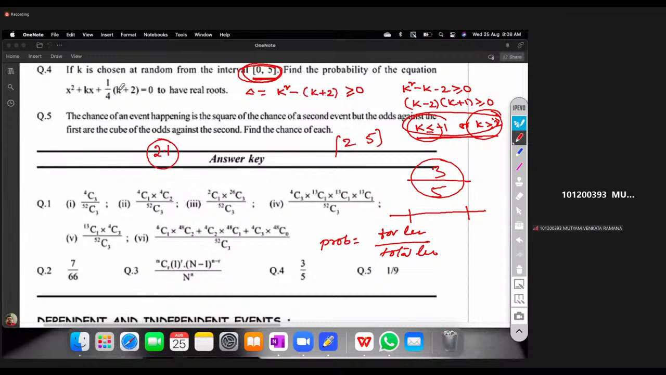Did they mention K is a natural number? No, sir. Okay. So if you take that, the total will be 6 and favorable 4. If they say K is an integer belonging to this set, at that time the answer will be yes, 4 to 6 will come. But here they said all the real numbers of K. So we need to take favorable length by total length.